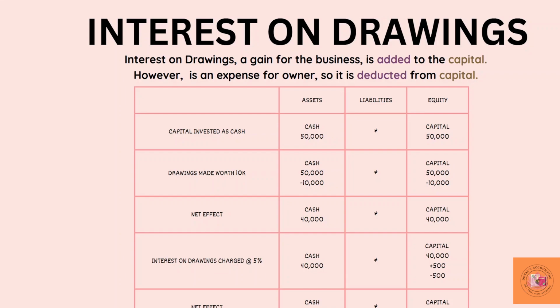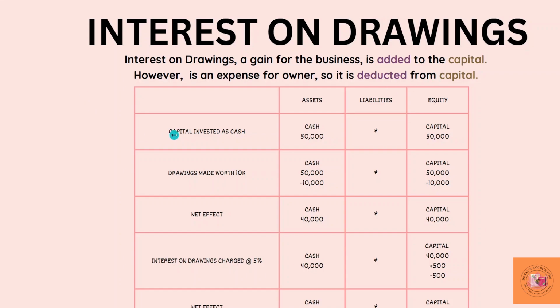The next kind of adjustment is interest on drawings. Since the owner has withdrawn money from the business, the business can charge the owner interest on that said amount. So, the interest on drawings needs to be paid by the owner, and that will be a gain for the business. So, capital will increase, but the owner has to pay it out of his pocket, which is again from his capital. So, that will be deducted from the capital.